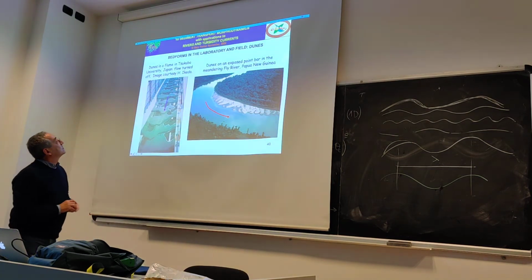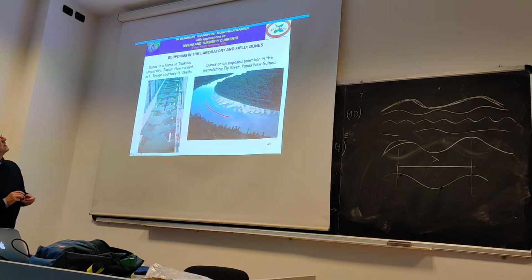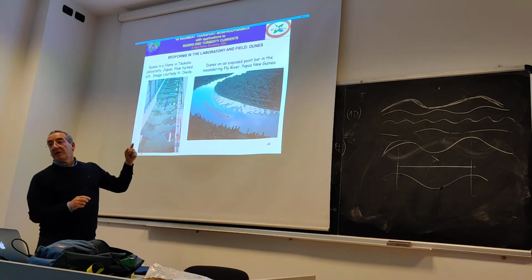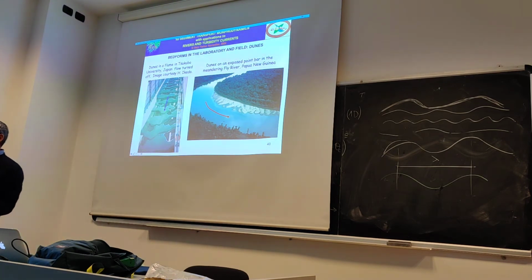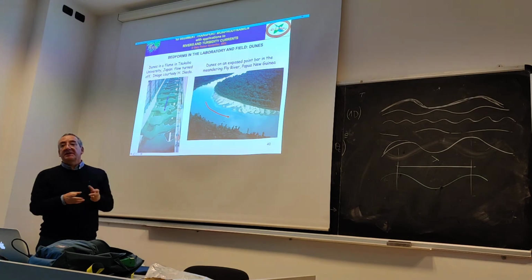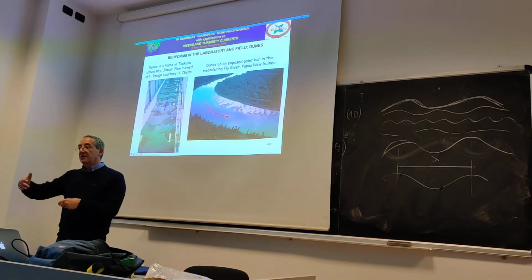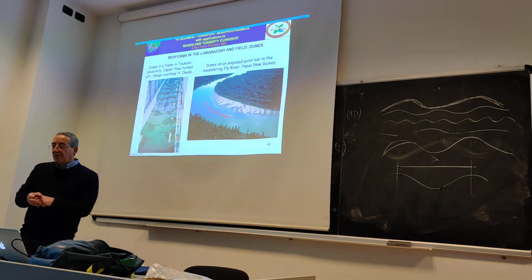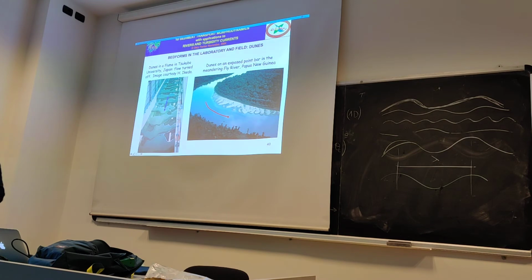Here are some photos. Here you can see some dunes in a flume, in a laboratory channel. You see dunes superimposed on what is called a point bar. When you have a meander, you have the formation of a bar which is not an alternate bar. It's related just to the fact that you have a curvature, and that curvature of the channel induces the formation of what is called a point bar, which is steady, it's not moving, it's just forced there by the curvature of the channel.